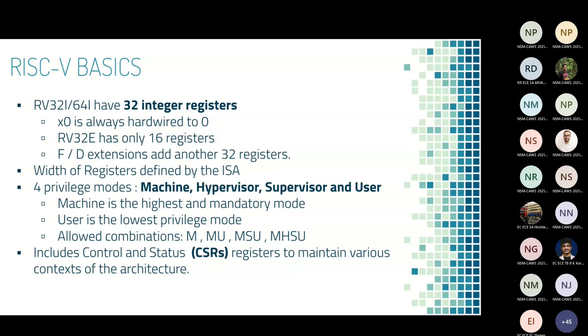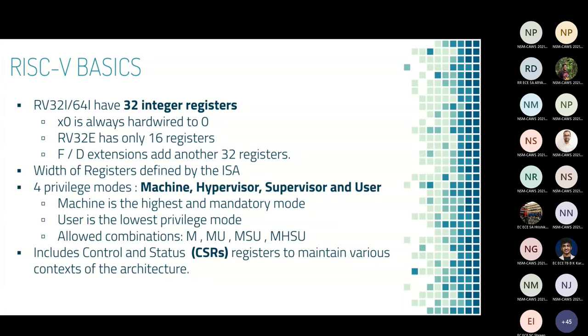If you are implementing single or double precision floating point extensions, you need to maintain a different register file of 32 registers. Now the width of the register is defined by the ISA. So as I said, if you say RV64, then each of these integer registers is 64 bits wide. If you say RV32, each of those registers becomes 32 bits wide.